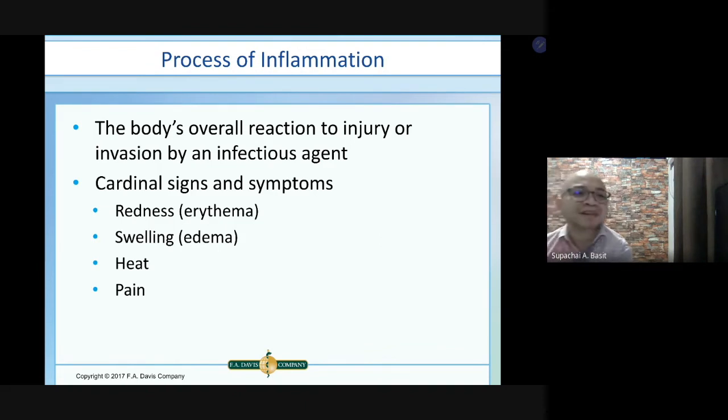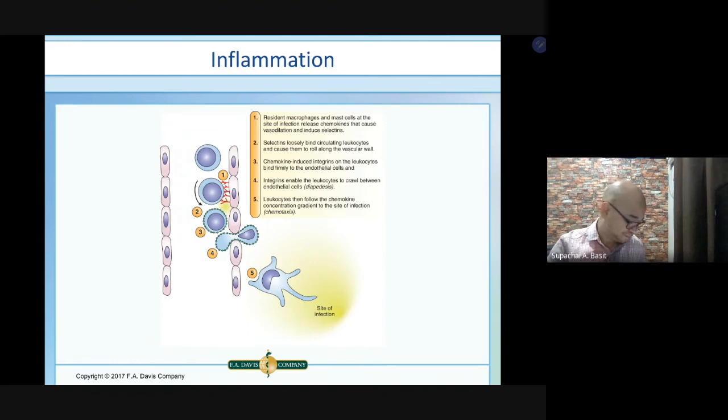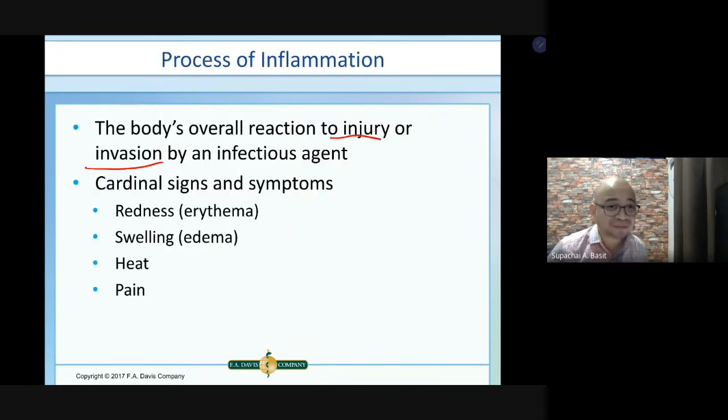Okay, so let's talk about inflammation. Inflammation is the body's overall reaction to injury or invasion by an infectious agent. So that's inflammation. Why is it important? Inflammation is important because it will localize the infection.